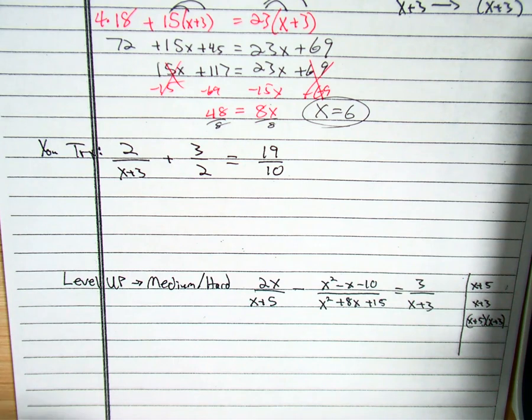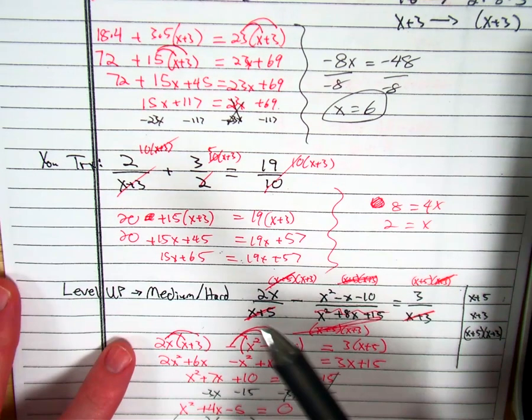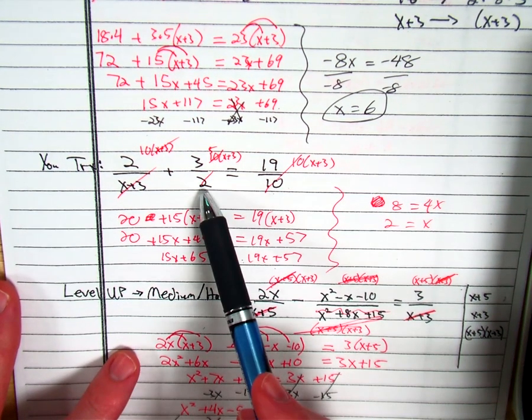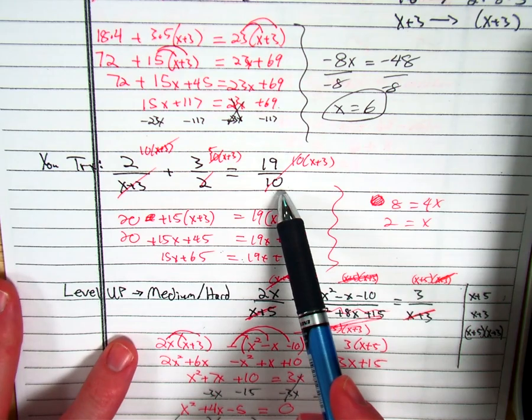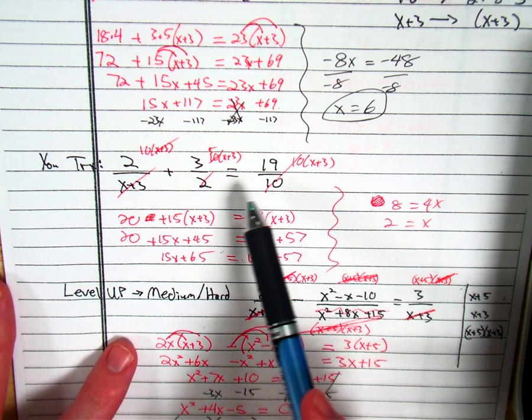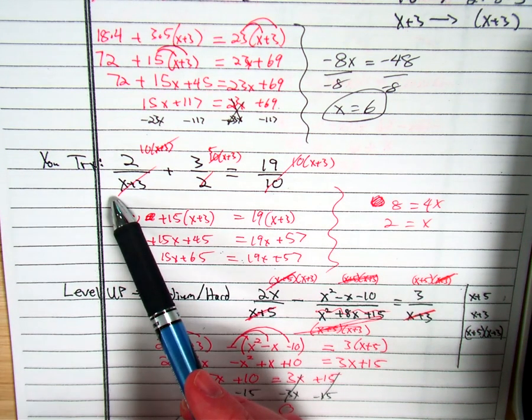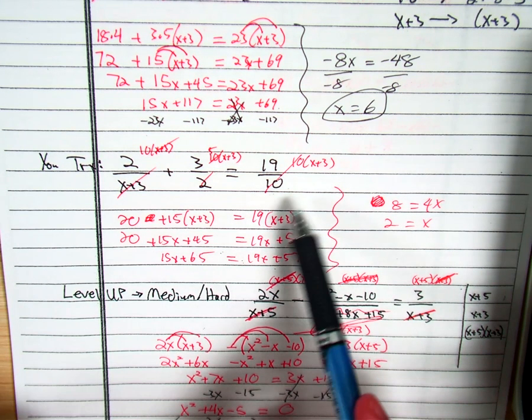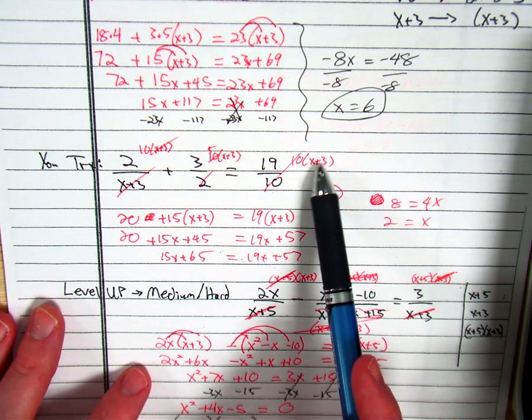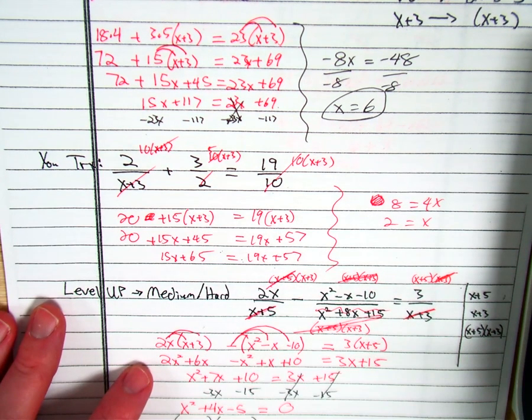Alright, welcome back. Good try there. Let's see how you did. 2 and 10. The first number that 2 and 10 both go into is 10. And then we have the x plus 3 group. So very similar to the other problem. So we're going to go 10 times x plus 3 to all three spots.